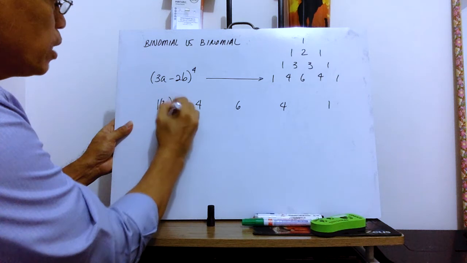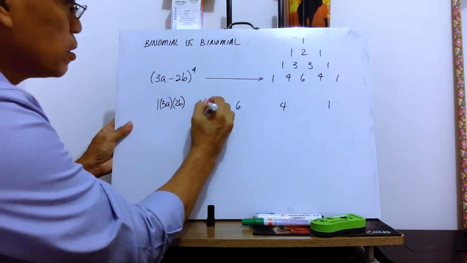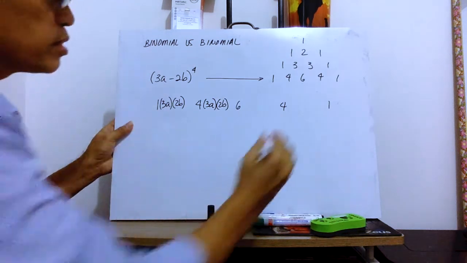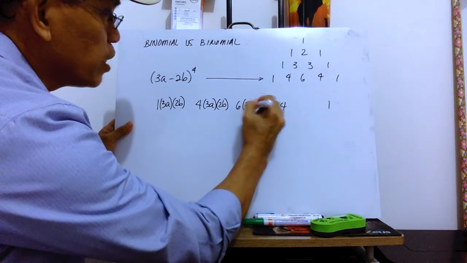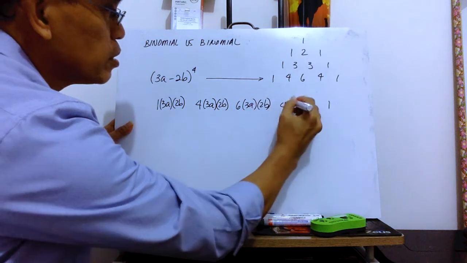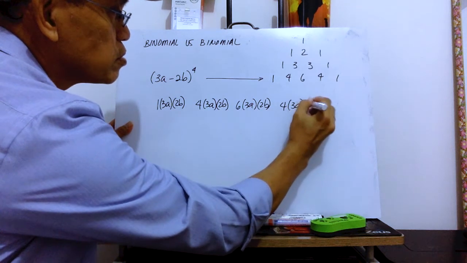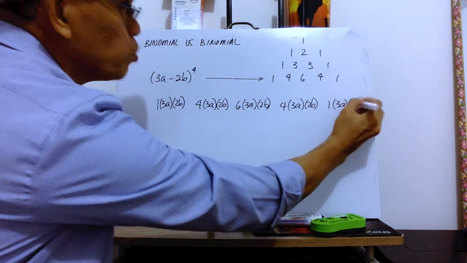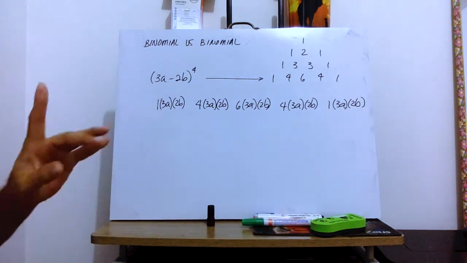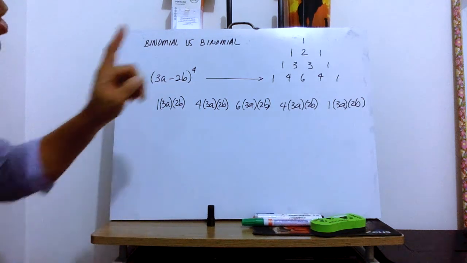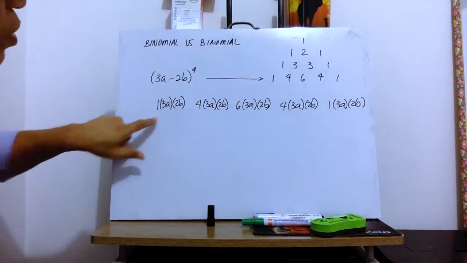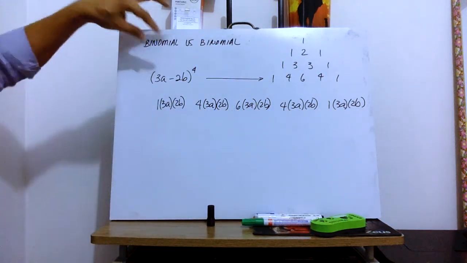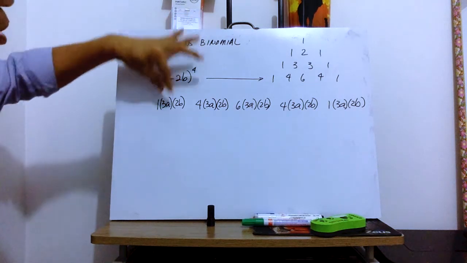Okay, 3a, 2b, 3a, 2b. Don't mind the signs. 3a, 2b, 3a, 2b, and then 3a, 2b. Okay, that's the second step. First step, you write all the coefficients of the terms, 1, 4, 6, 4, 1. Second step, you write the terms, 3a, 2b, 3a, 2b.